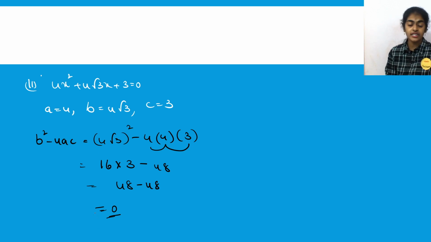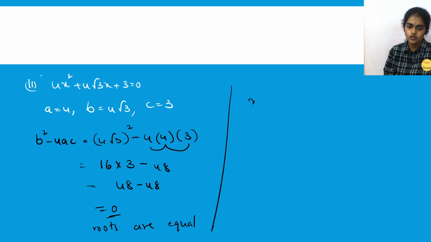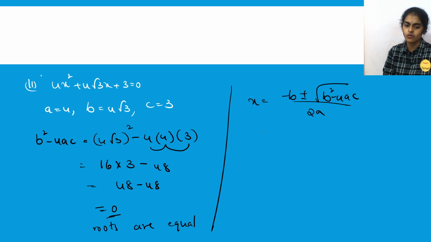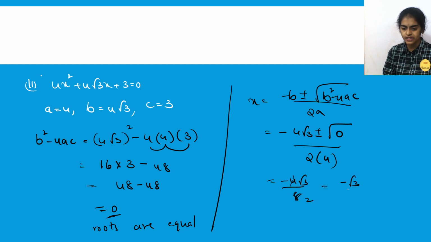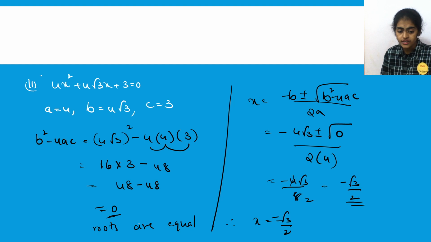If discriminant is 0, then the roots exist and the roots are equal. So let me find the value. x is equal to minus b plus or minus root over b square minus 4ac upon 2a. This is the quadratic formula. So minus b is minus 4 root 3 plus or minus root over b square minus 4ac is 0, divided by 2 into a is 4. So minus 4 root 3 divided by 8 I have. So 4 1 time, 4 2 times. So minus root 3 by 2 is the x value. Since I told you the roots are equal, the two roots are the same: minus root 3 by 2 and minus root 3 by 2.